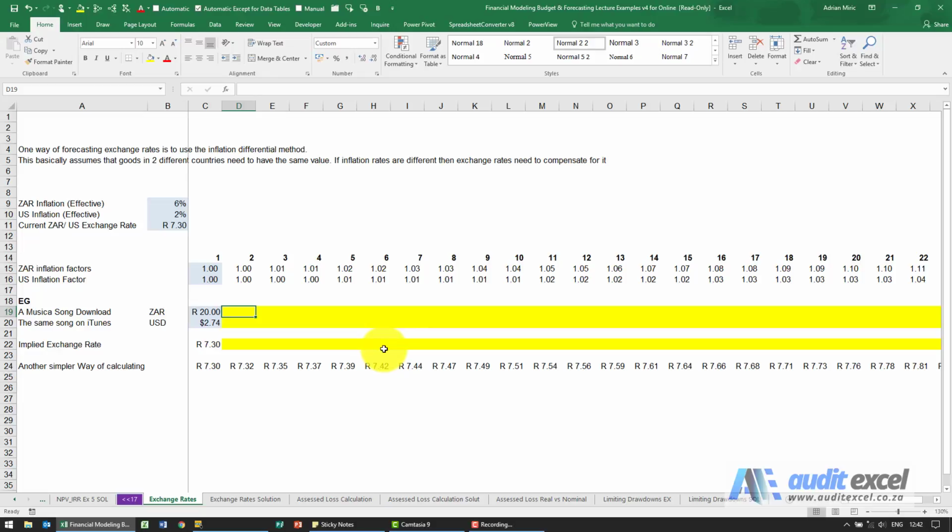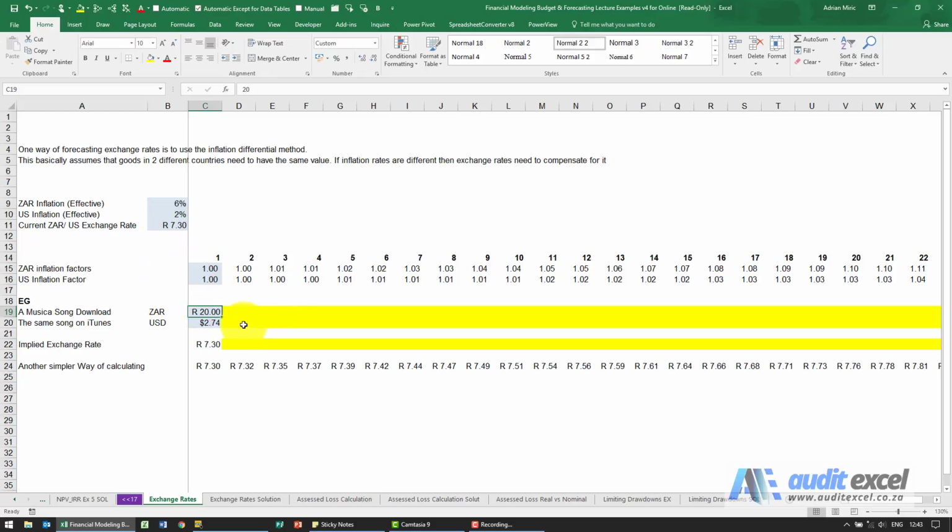A generally accepted way of doing it seems to be the inflation differential method. So just to explain the logic of it and how you would model it. Let's say we're in South Africa, we've got an inflation rate of 6%. In the US, we've got inflation of 2%, and the current exchange rate is 7.30 rand to $1. Let's say we can buy the exact same item. So perhaps on the iTunes store in the US, we can buy a song for $2.74, but in South Africa, that same song would cost 20 rand.